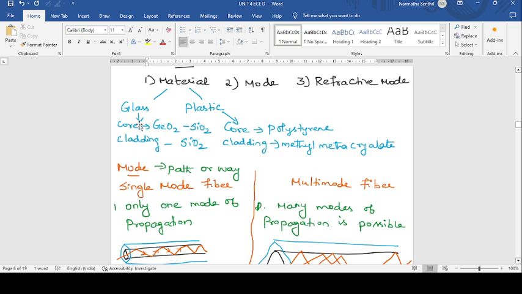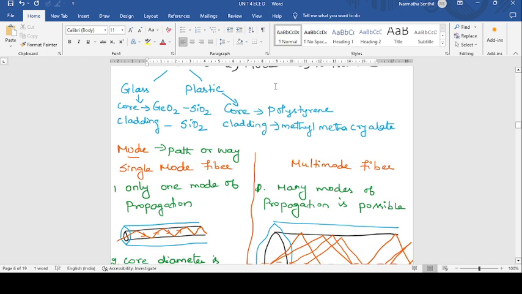In glass fiber, the core is made up of GeO2 and silicon dioxide. So it is a combination of GeO2 and SiO2, and the cladding is made up of SiO2. In the case of plastic, the core is made up of polystyrene and the cladding is made up of methyl methacrylate. And mode is nothing but the path or the way for the light to travel.